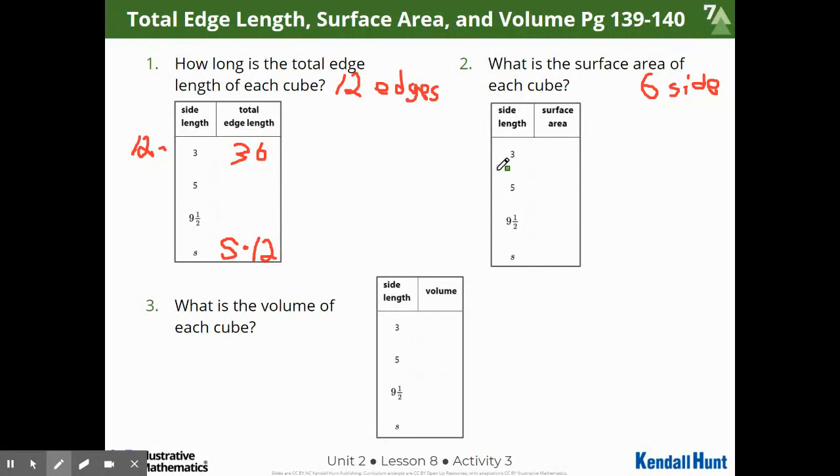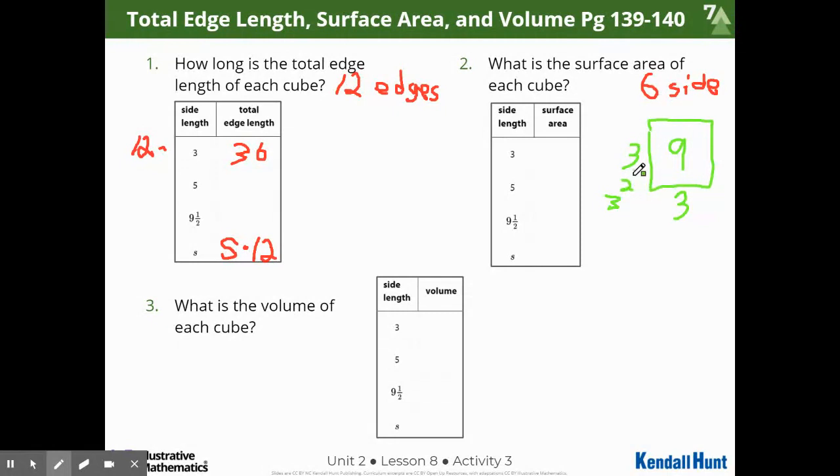So on this one, what is the surface area of the cube? If you remember how to do surface area, if you had a square and each side was 3, how would you figure that out? It would just be 3 times 3. So the surface area of one side would be 3 times 3, which is equal to 9. Notice we could also write that as 3 squared.